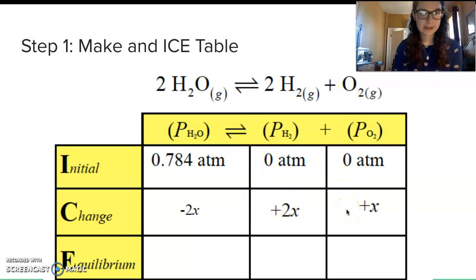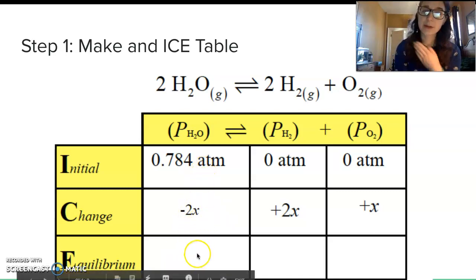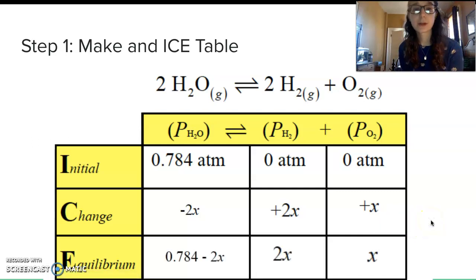For equilibrium, all that we have to do is add these two boxes together to get our equilibrium value expressed algebraically. So for the pressure of H2O, it should be 0.784 minus 2x. For H2, it's 0 plus 2x, and for O2, it is 0 plus x, which is 2x and x respectively.